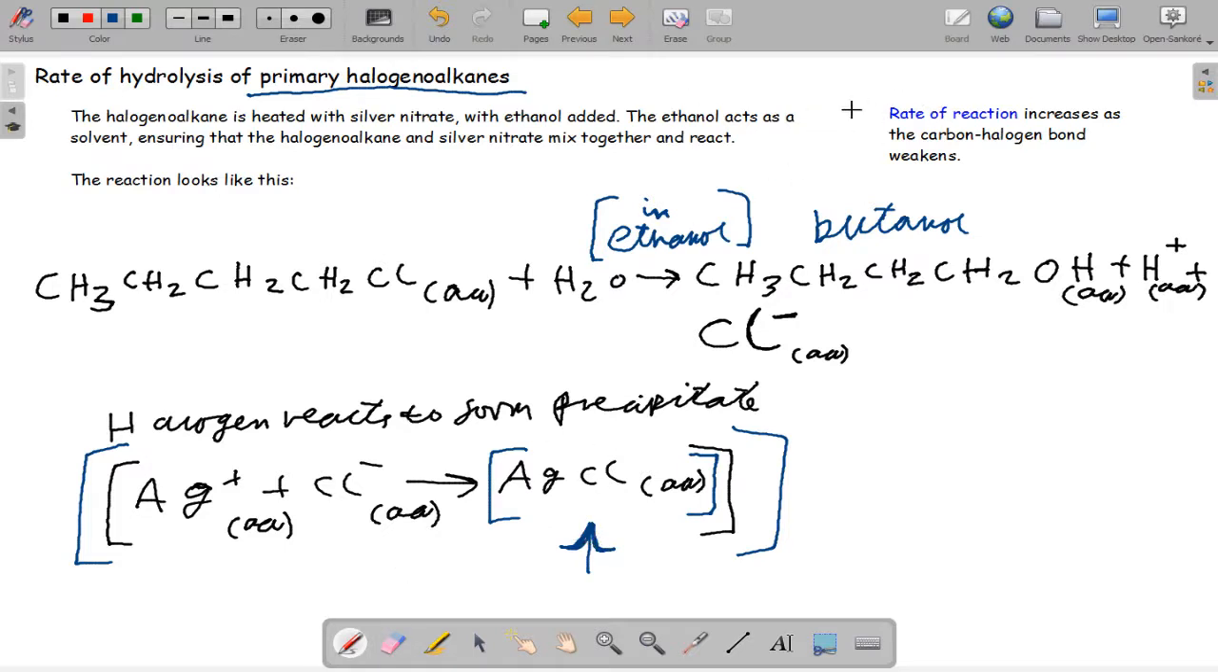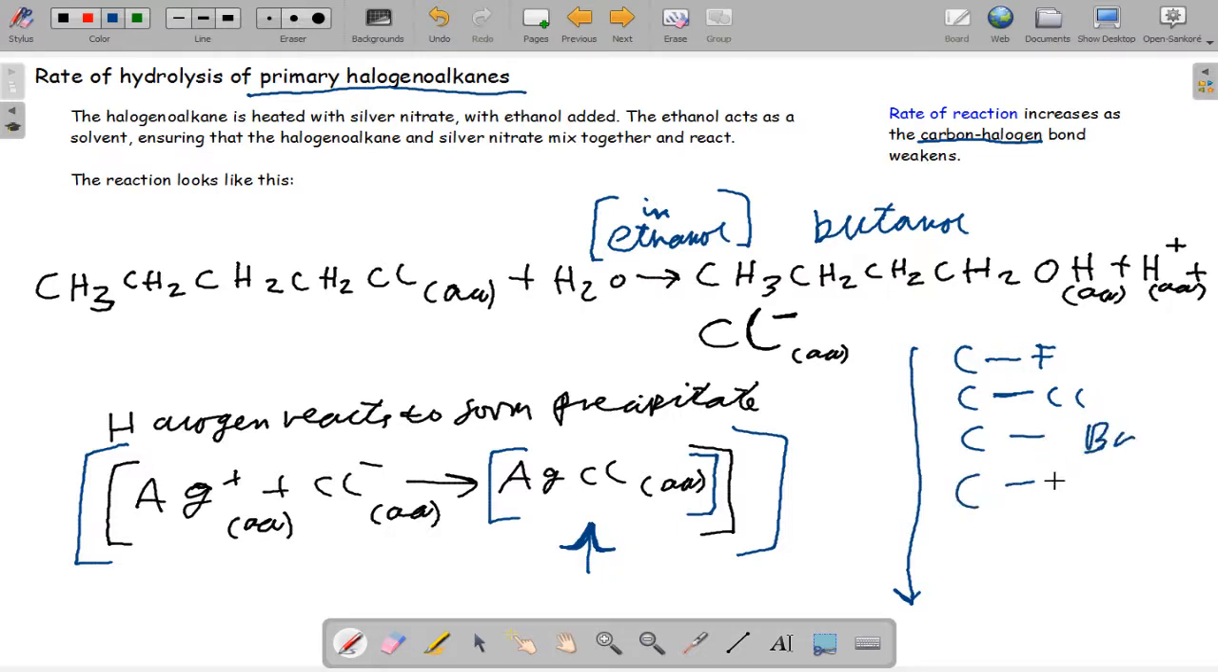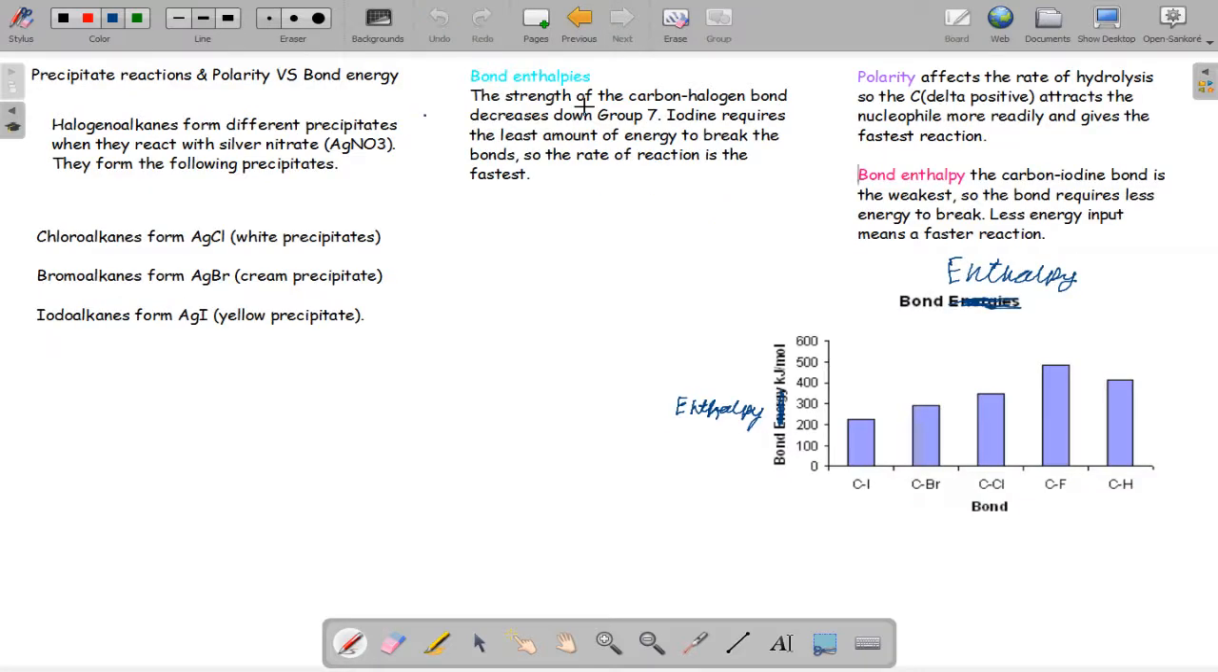So this is hydrolysis, and the rate of reaction increases as the carbon to halogen bond weakens. As you go down group 7, the polarity of each halogen to a carbon atom weakens. So as I get to iodine, the bond is so weak it requires little energy to break the bond. If it requires a minimal amount of energy, then the rate of reaction will increase as less energy is required to be put into the system.